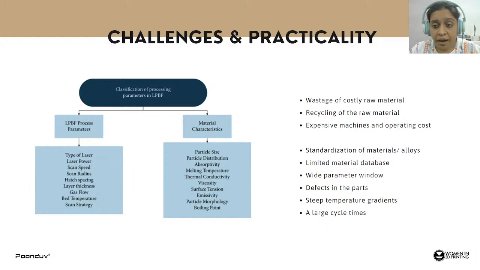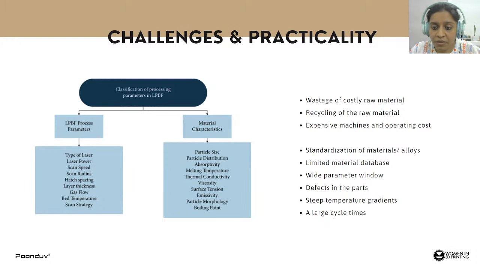These were the cost related issues, but apart from that, the standardization of material and alloys is another challenge that the AM industry is facing, because commercially 5000 plus alloys exist, but only some of them can we use for additive manufacturing. There is a very limited material database. Material properties are not available for all the materials, and experimentalists have to do a lot of work to get those material properties, so that the whole community can use them.